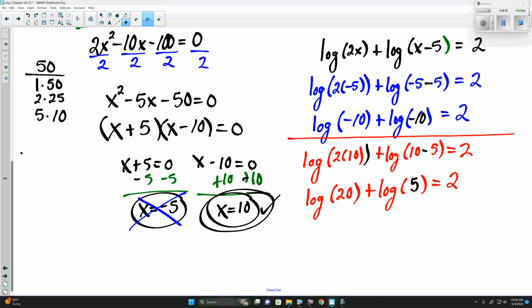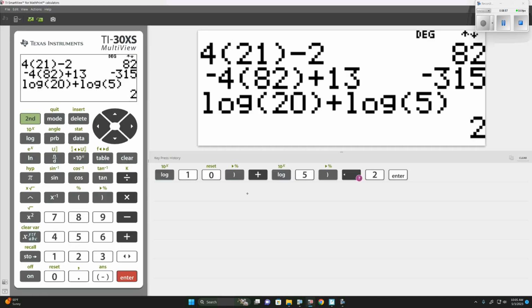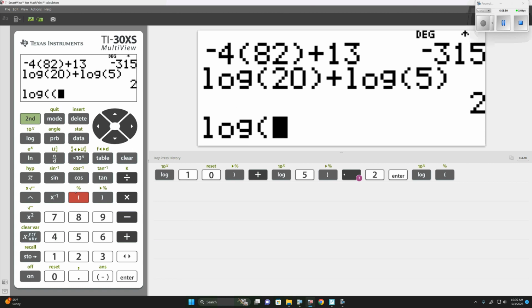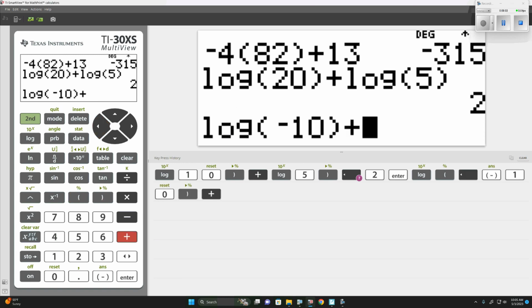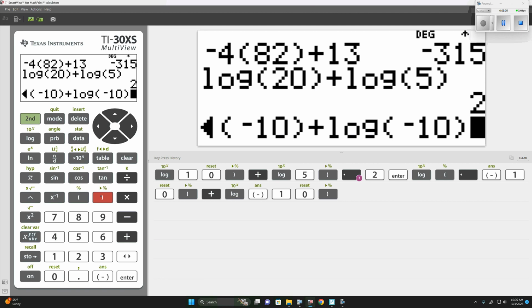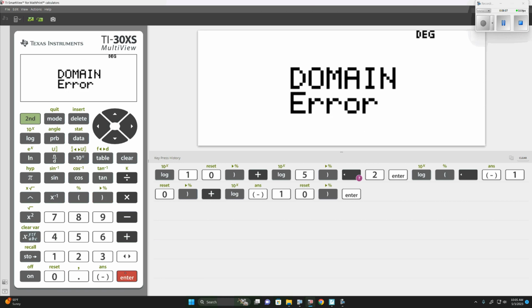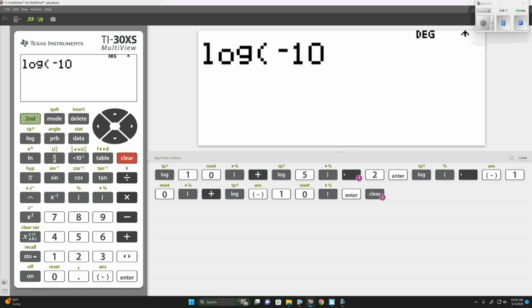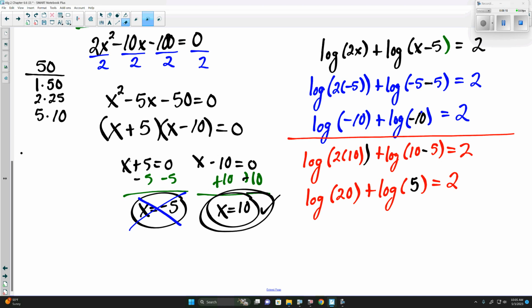Questions on any of this here? Now we could have tried plugging in the other one, log of negative 10 plus log of negative 10. Log of negative 10 plus log of negative 10 is domain error. It doesn't work. Any questions on these here? Are we ready for the next one?